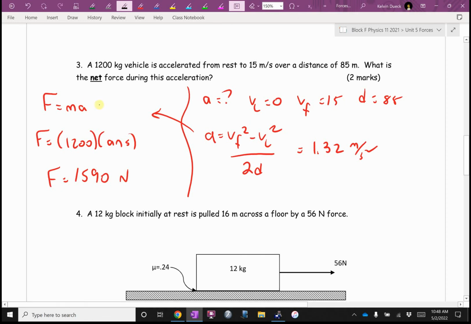Otherwise, I would probably give you a half mark if you had written F equals MA. I would give you a half mark if somewhere I saw that you had tried to find A, half mark for finding A, and then a half mark for the answer.